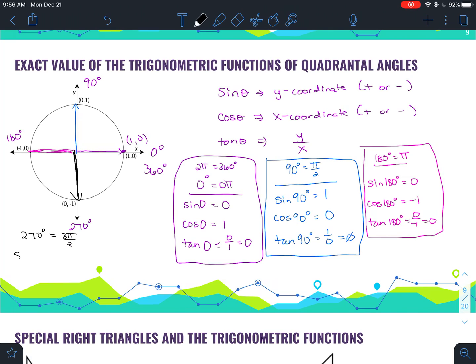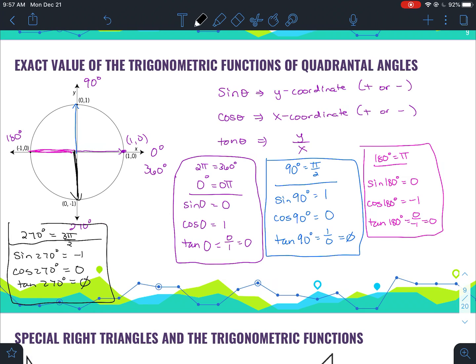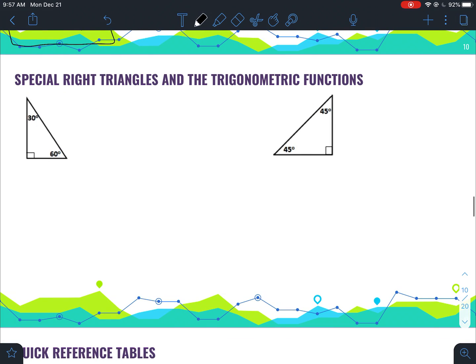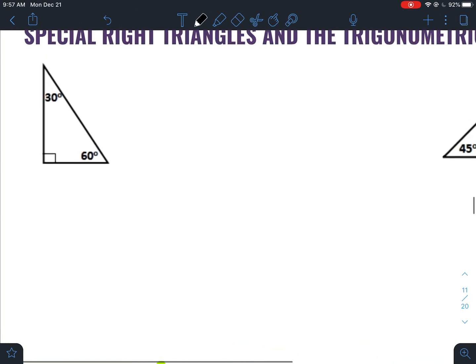And then let's go down to 270. So if I'm down at 270, so 270 degrees is the same as 3 pi over 2 in radians. So the sine at 270 is the y-coordinate, which is -1. The cosine at 270 is the x-coordinate, which is 0. And the tangent at 270 is the y over the x, which is undefined. And those are your trig ratios at the quadrantal angles.